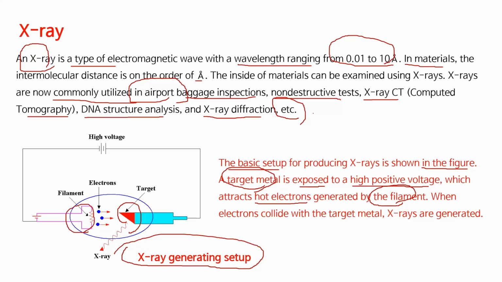So electrons from the electron gun are accelerated due to the high voltage applied at the target. When these electrons collide with the target metal here, X-rays are generated.